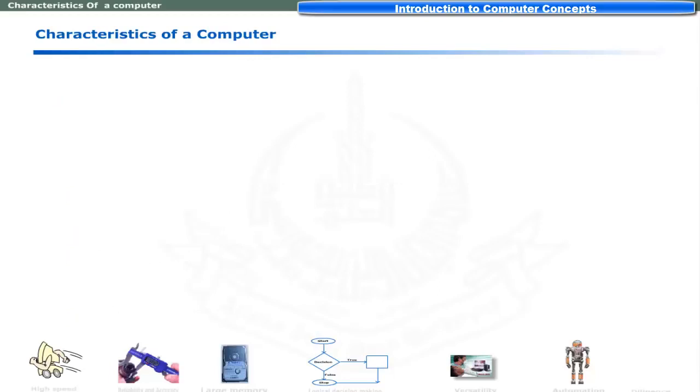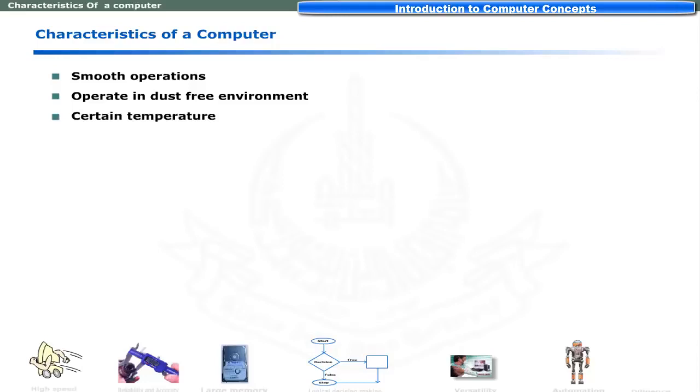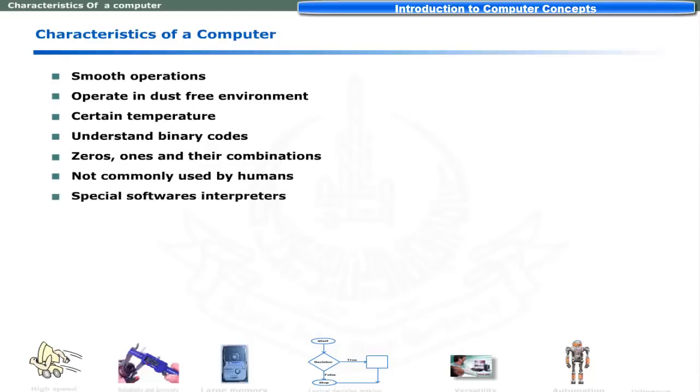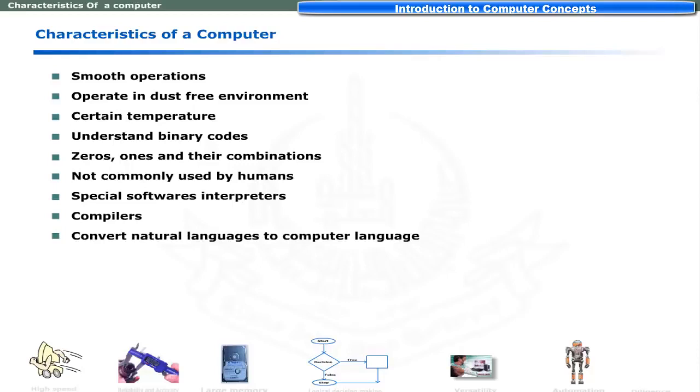Computers need proper environment for smooth operations. These can only operate in dust-free environment under certain temperature conditions. Computers can only understand binary codes, that is zeros, ones, and their combinations. These codes are not commonly used by humans. Special software interpreters and compilers are used to convert natural languages to computer understandable codes. Despite these limitations, the popularity and applications of computers are considerably growing.